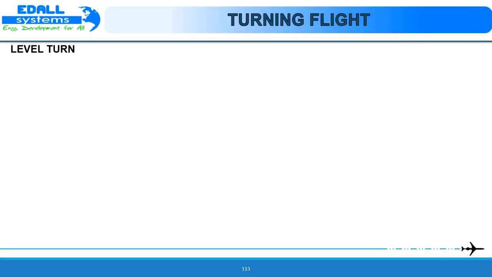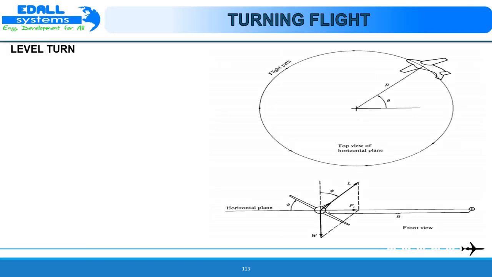A level turn is illustrated here. The wing of the aeroplane is banked with angle phi, at angle phi to the vertical. The bank angle phi and the lift L are such that the component of the lift in the vertical direction equals the weight. So L cos phi is equal to W. And therefore, the aeroplane maintains a constant altitude moving in the same horizontal plane.